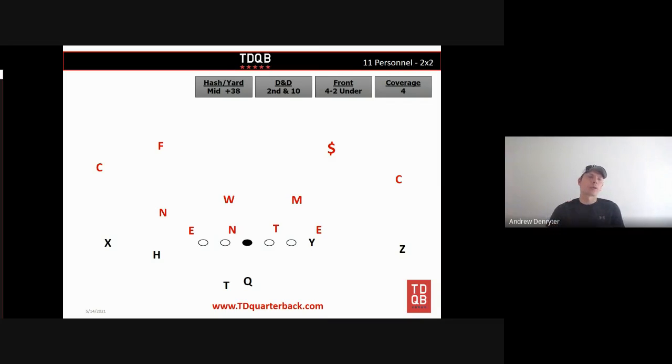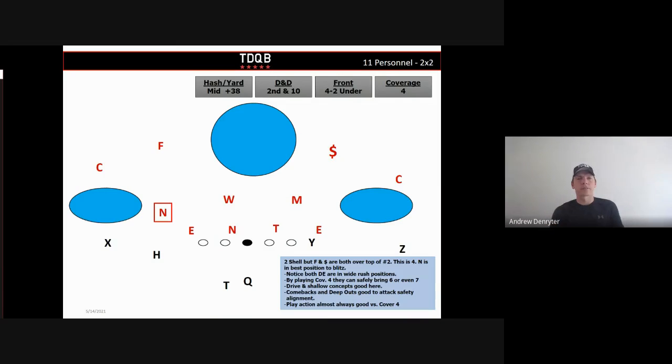Okay, this is a cover 4 look here, but you can see as I go to the next screen, identify quickly: middle field open. We'll talk more about cover 4 principles and defenses, but I want to know right away, what area of the field are we trying to attack? If I need to check out of a run play, where do I want to attack in the pass game? I want to have that decision made right now, immediately.